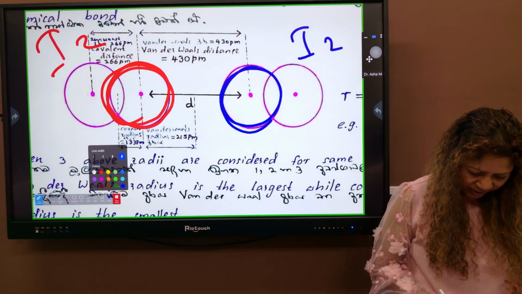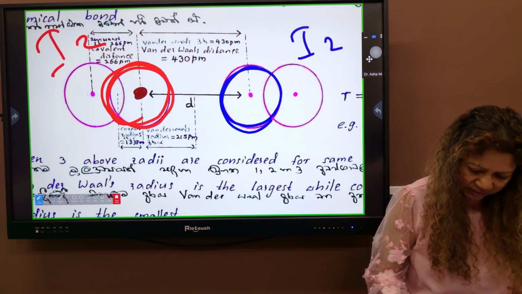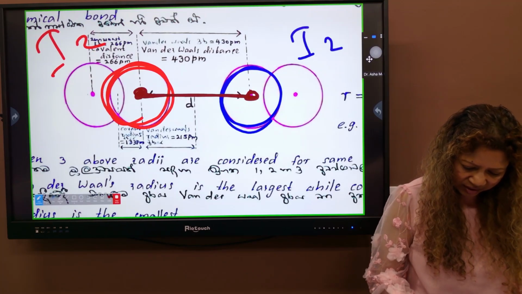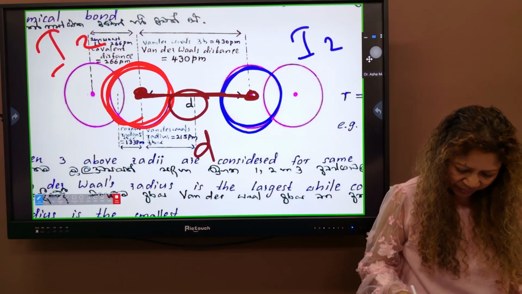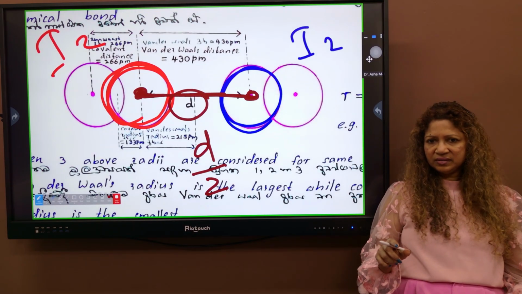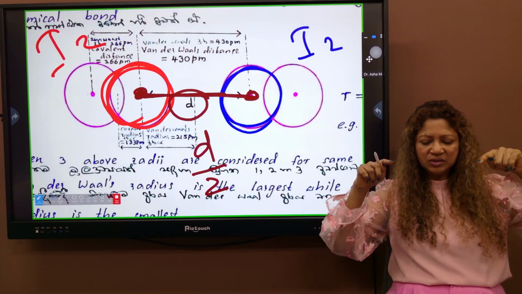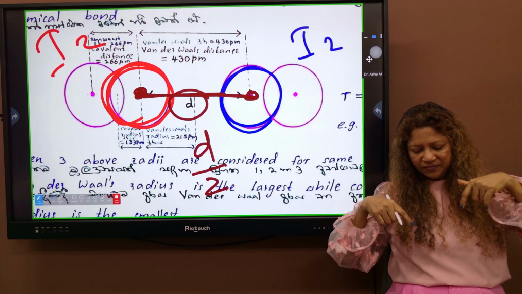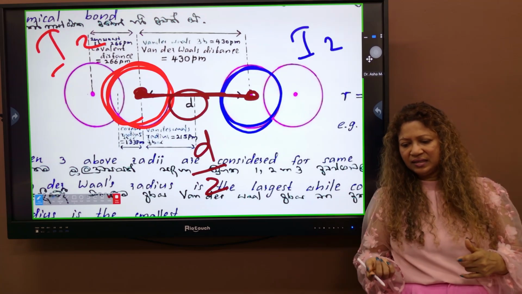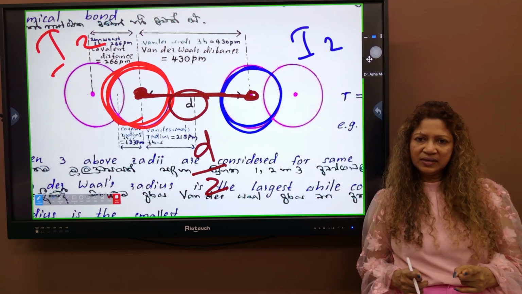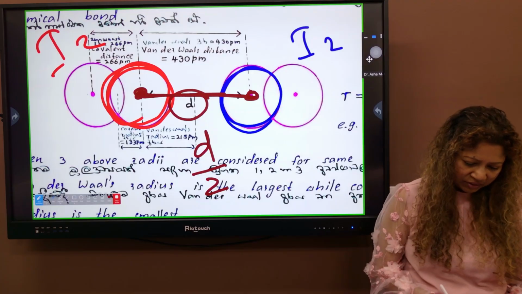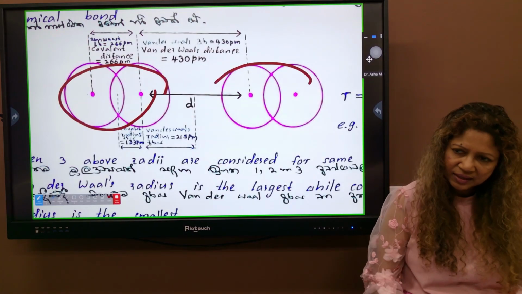Out of these closest atoms, if we choose their nuclei and get the distance, and divide that distance by 2, that is the van der Waals radius. Take the closest atoms, get the distance between those two nuclei, and take half of that. That is the van der Waals radius. Clear? Okay, so that is one molecule and another molecule.